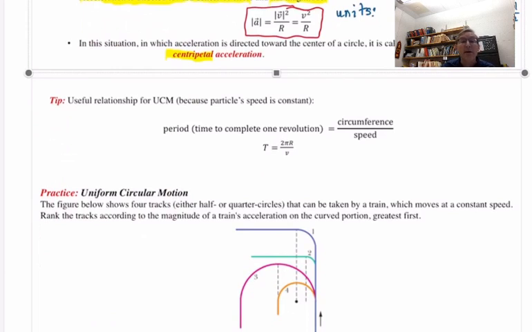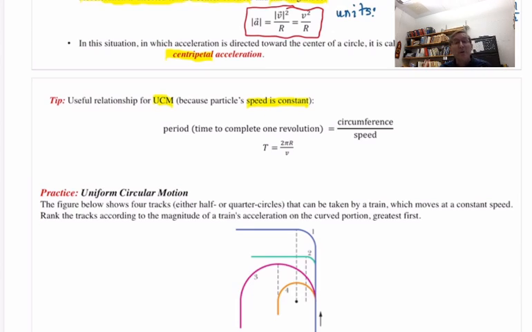A very useful thing to remember when you have uniform circular motion. Note first how I abbreviate. Uniform circular motion is a lot to write out. I type UCM for uniform circular motion. Remember, uniform circular motion means the particle's speed is constant.